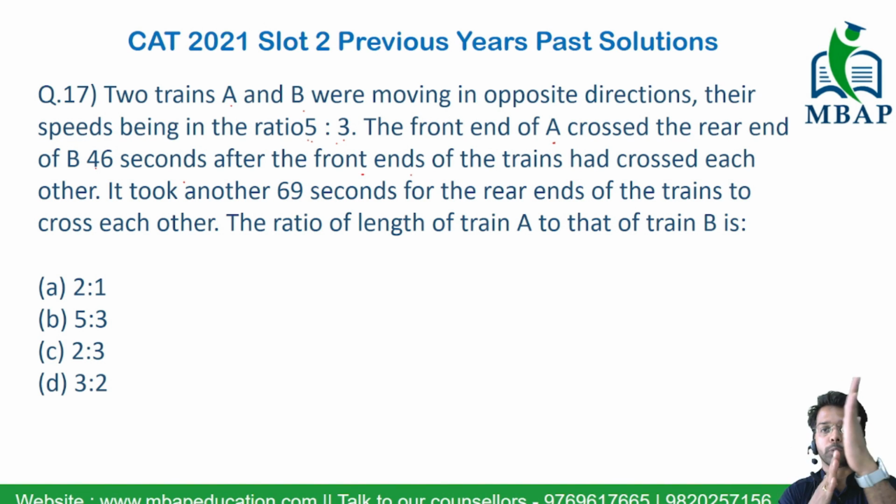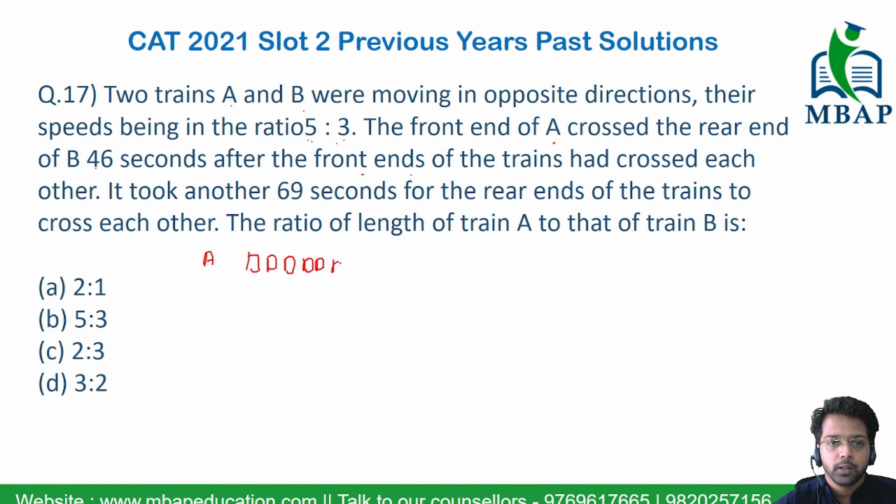So it's an instance where two trains are standing like this. The front ends are about to cross each other. And it took another 69 seconds for the rear ends of the trains to cross each other. The question is, find the ratio of the length of train A versus train B. Now for all the questions of time, speed and distance, you have to visualize to solve them quickly. If you're able to visualize and make the diagram, it's not going to be difficult at all for you to solve this. Let's assume this is my train A.